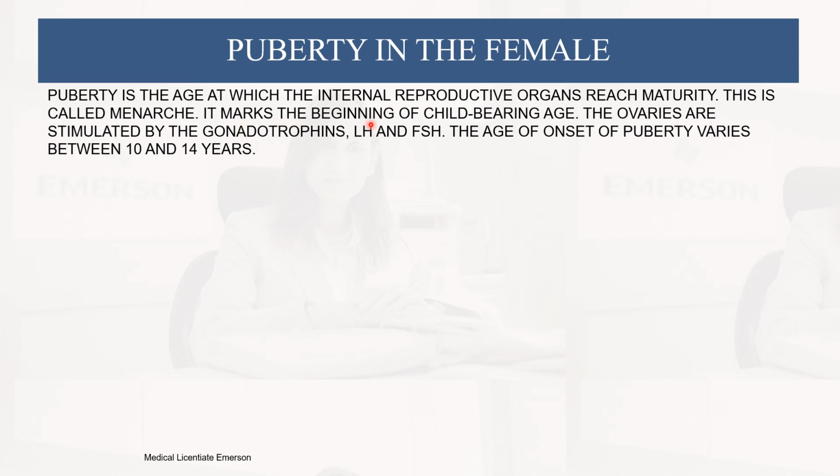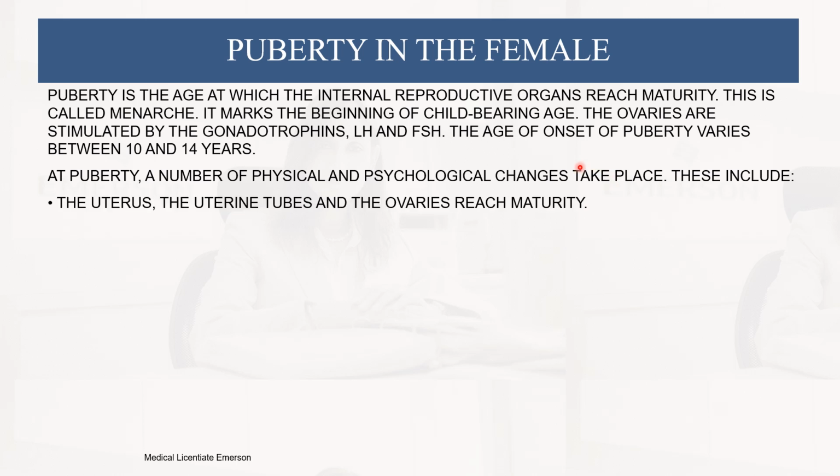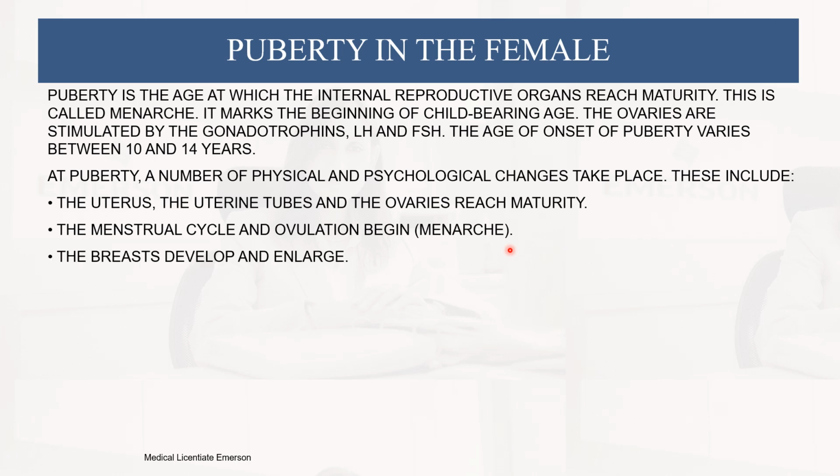It marks the beginning of childbearing age. Then the ovaries are stimulated by the gonadotrophins, luteinizing hormone and follicle stimulating hormone. The age of onset of puberty varies between 10 and 14, others 10 and 15, like I said, the difference in literature. At puberty, a number of physical and psychological changes take place. These include: one, the uterus, the uterine tubes, and the ovaries reach maturity. Then the menstrual cycle and ovulation begin. That's what we're referring to as menarche.